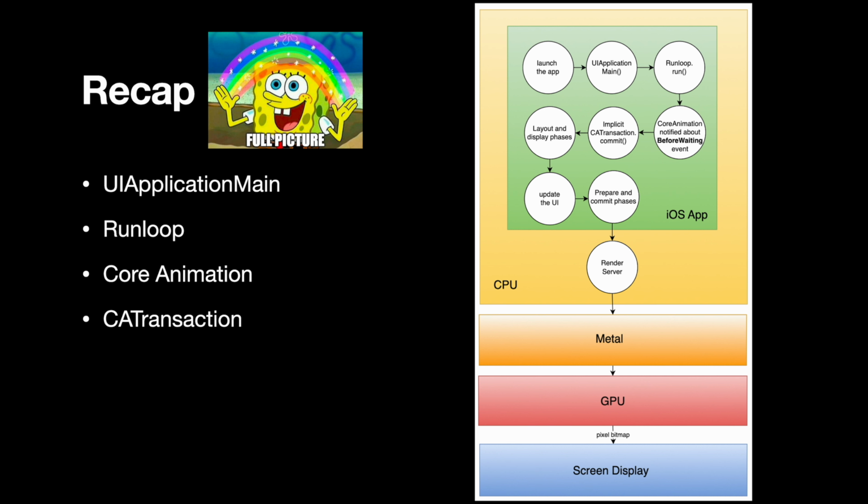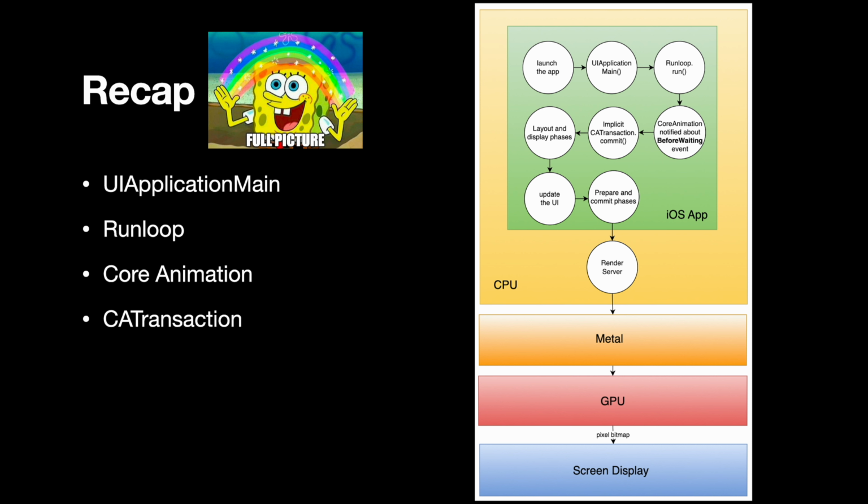Explicit transaction can be created manually with begin and commit methods, and they allow immediate change commits within the transaction scope. Transactions can also be nested, but when nested within ongoing transaction, changes with the nested one only commit when the parent transaction does. CA transaction consists of 4 phases: layout, display, prepare, and commit.